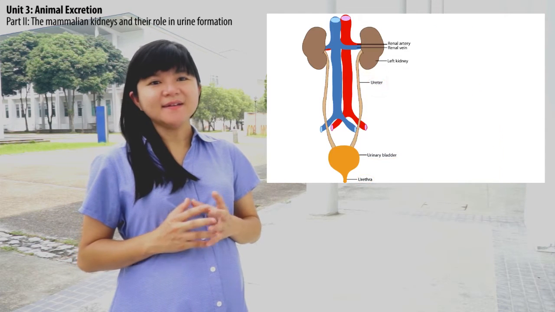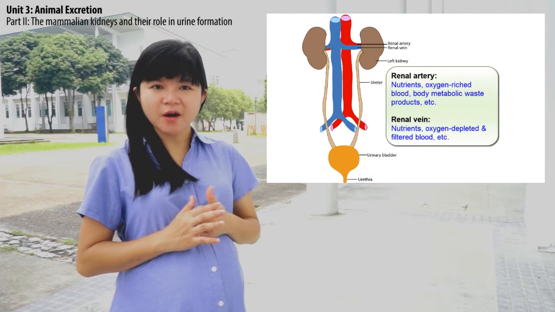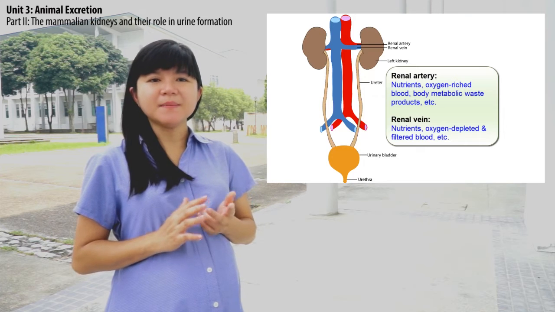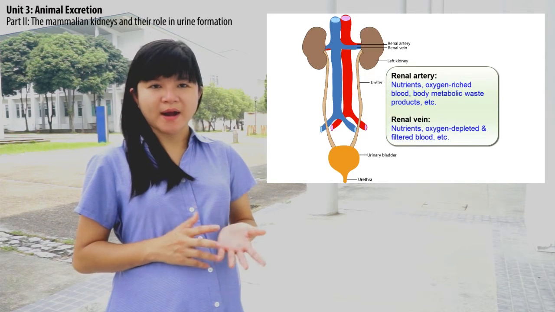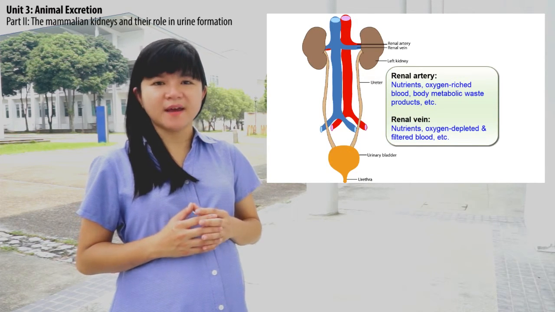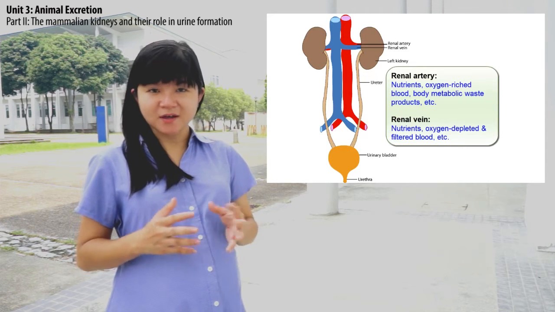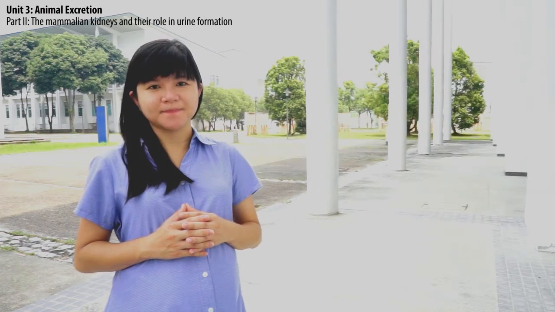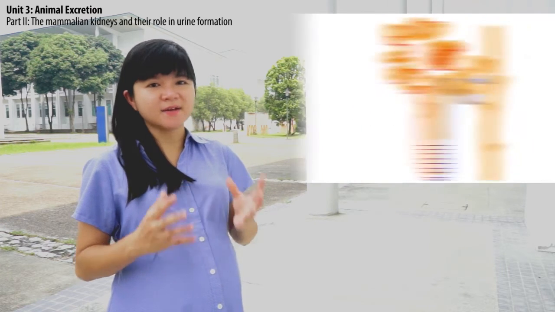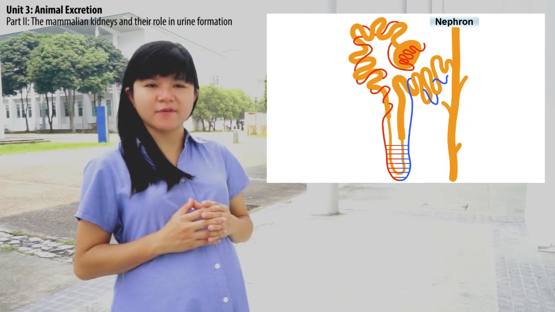Thus, blood in the renal artery contains glucose, oxygen, and body metabolic waste products, whereas the filtered blood in the renal vein is free of cellular waste products. So let's take a closer look at the kidney structure. They are made up of millions of functional filtering units called nephrons.